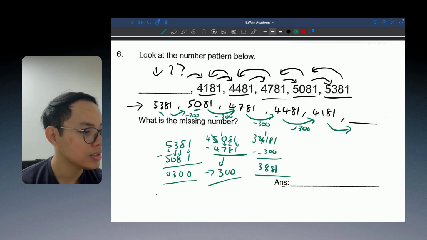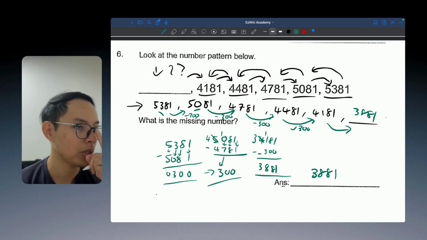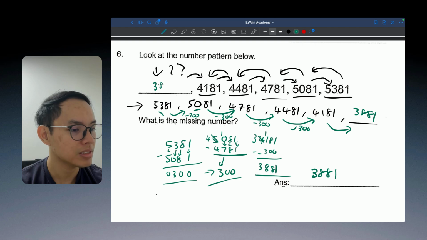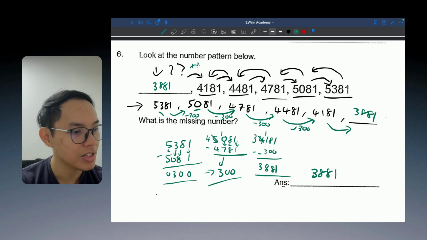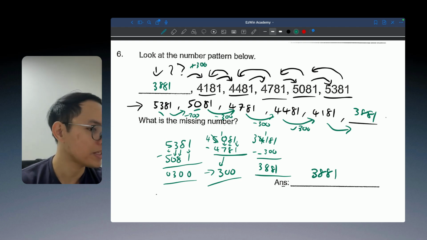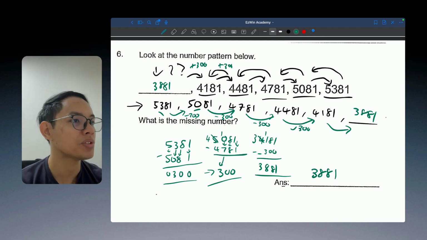So the answer should be 3881. So the answer should be 3881, right? Sorry, not 3888. So double check your answer as well, right? 3881 as what you see over here. So that means the reverse is basically, instead of minus, what's the reverse of minus? What is the opposite of minus? Plus, right? So that means if I plus 300 over here, it gives us 4181. If I plus 300 over here, 4484, so forth and so on.